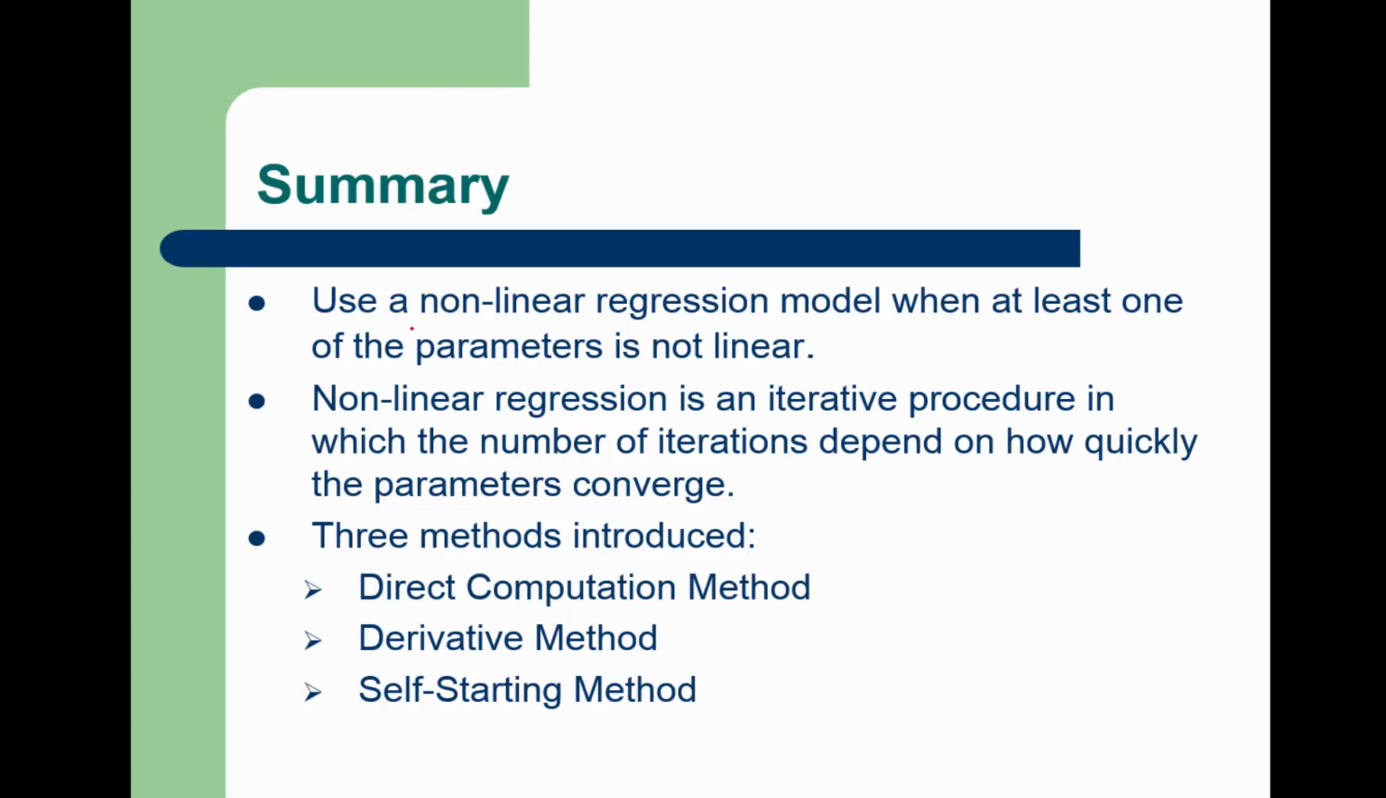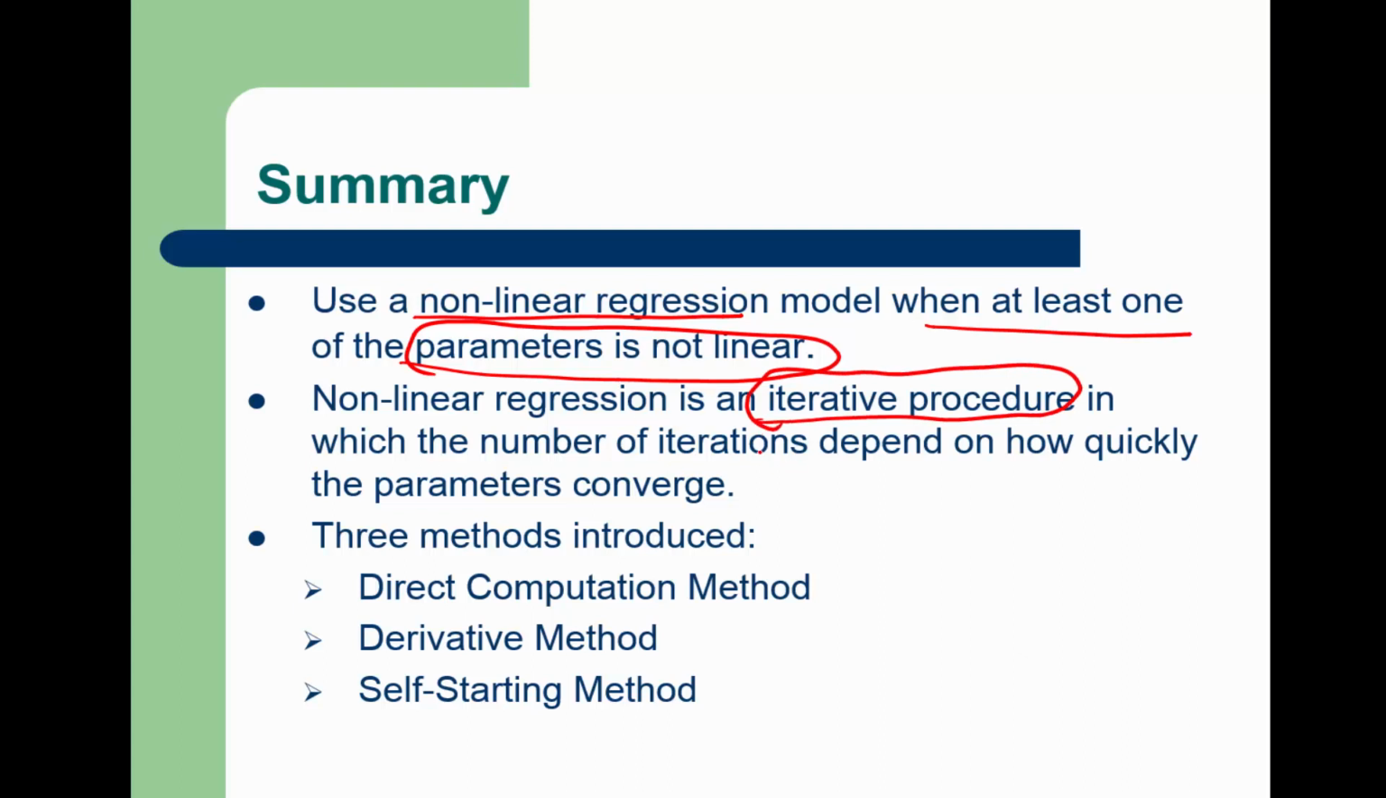So to summarize, we use a nonlinear regression model when at least one of the parameters is nonlinear. So that's the important one to remember, that one of the parameters in the model should be nonlinear and should not be linear. Nonlinear regression is an iterative procedure. So you find the likelihood and iteratively you optimize the loss function. The number of iterations depends on how quickly the parameters converge. If the parameters converge quickly, you get all the values with fewer iterations. Otherwise, it takes quite a lot of time.